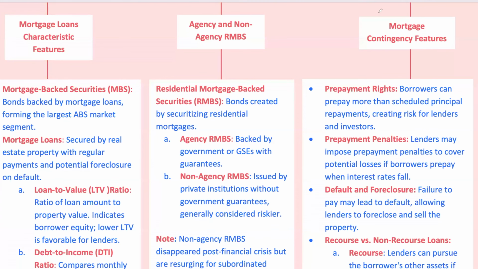Moving on, there are several features of mortgages that influence both borrowers and lenders. One major feature is prepayment rights. Borrowers often have the right to pay more than their scheduled payments or even pay off the loan early. This creates uncertainty for lenders and investors, as it makes it difficult to predict the exact amount and timing of cash flows. Lenders sometimes impose prepayment penalties to offset these risks, especially if interest rates fall.